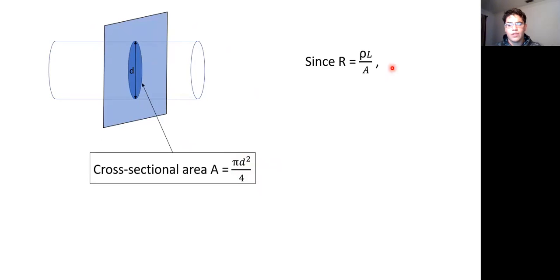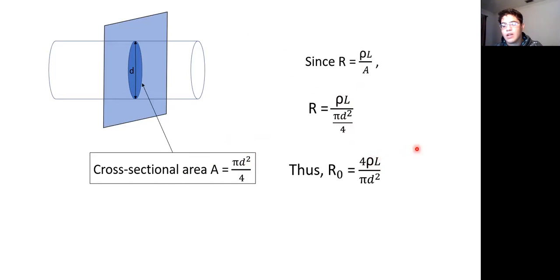So since we have this equation, resistance is equal to the resistivity times L over A, where A is the cross-sectional area, we can put this into the resistance formula, and we're going to get ρ times L all over pi times the diameter squared over 4. In other words, we're going to get the initial resistance with what we're given as 4 times ρ times L all over pi diameter squared, and this is going to be our initial resistance.